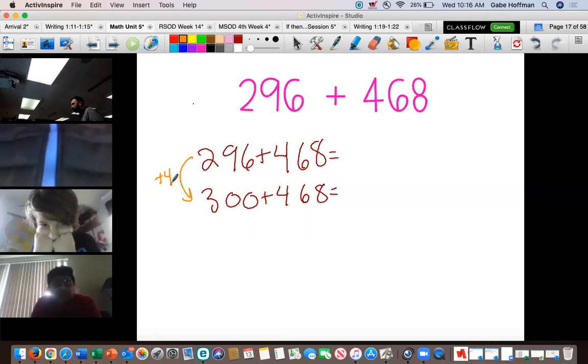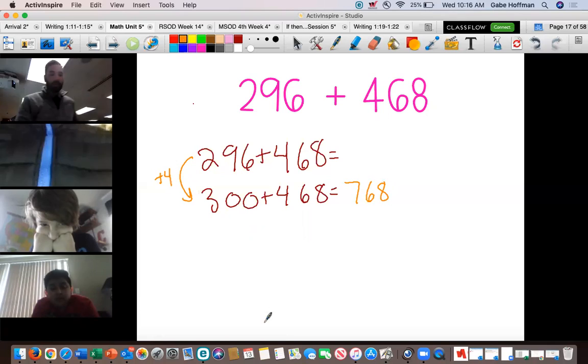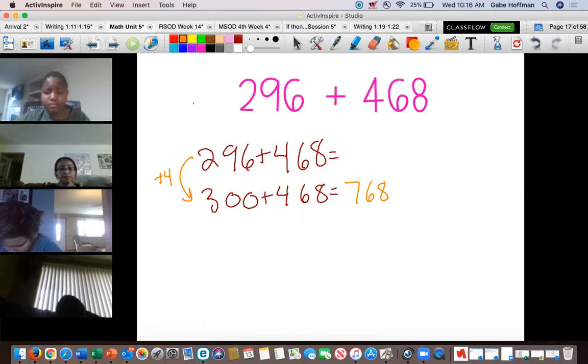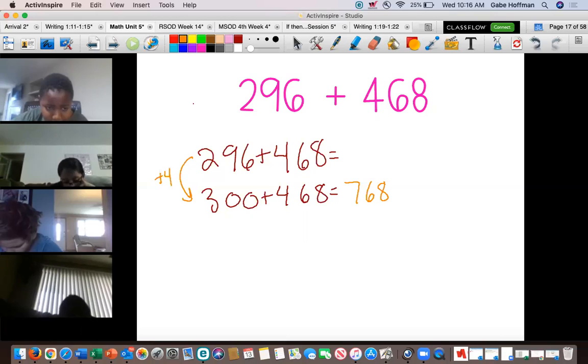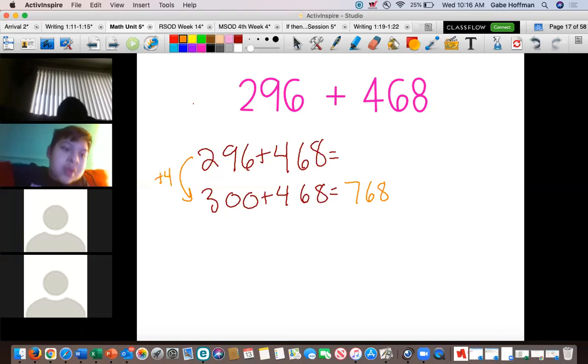to make 300. So if we added 4, what does that tell us about our answer of 768? If we had to add 4 to one number, what does that tell us about our answer over there? Is it too big or is it too small? Anybody can unmute and tell me what you think. Is that answer going to be too big or too small? Too big, right? Because we added 4 to one side. So that answer is 4 too big.